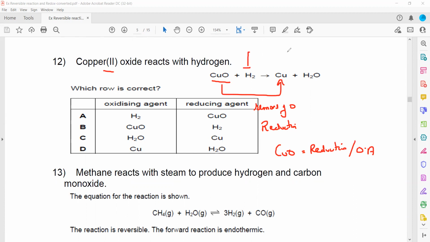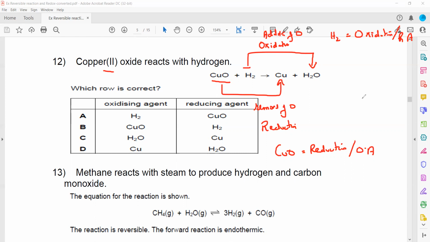For hydrogen, it turned into water, so that is an addition of oxygen. If it is an addition of oxygen, we call that oxidation. So oxidation happened for hydrogen, and if oxidation happens, it is acting like a reducing agent.